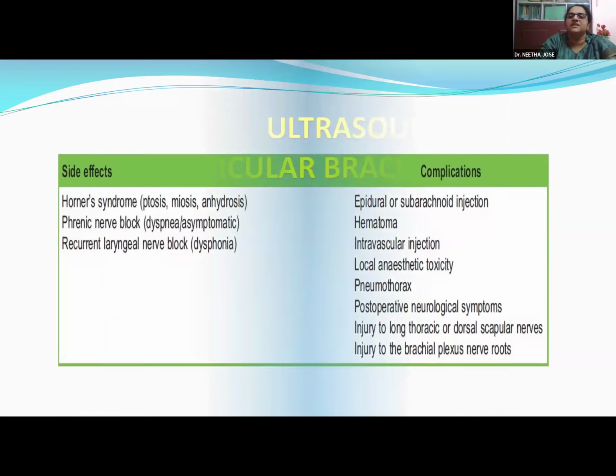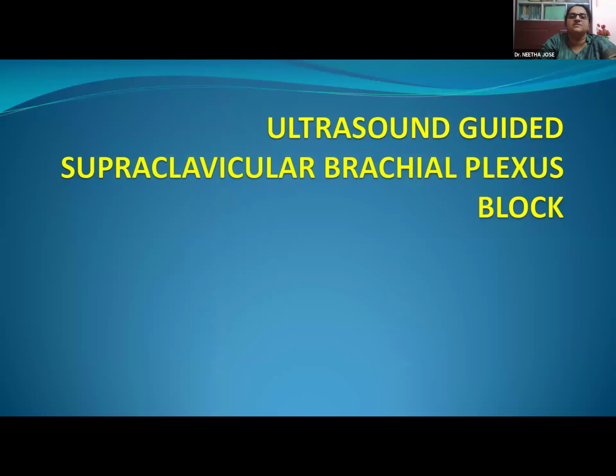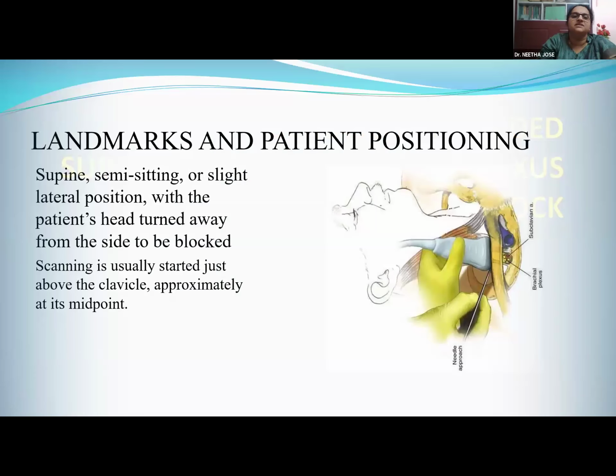Next is supraclavicular brachial plexus block, ultrasound guided. The positioning of the patient is similar to that of interscalene. That is supine, semi-sitting, or slight lateral position with the head turned away from the side to be blocked. Scanning is usually started just above the clavicle, approximately at its midpoint.